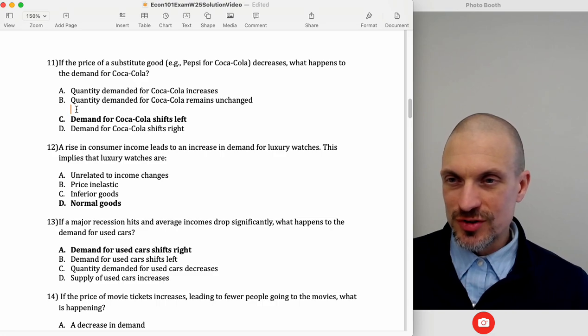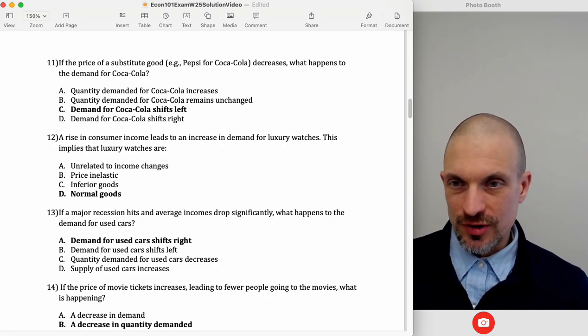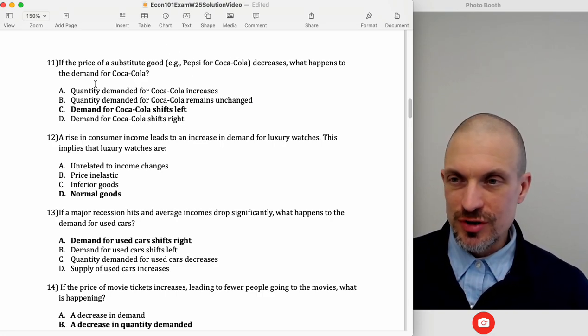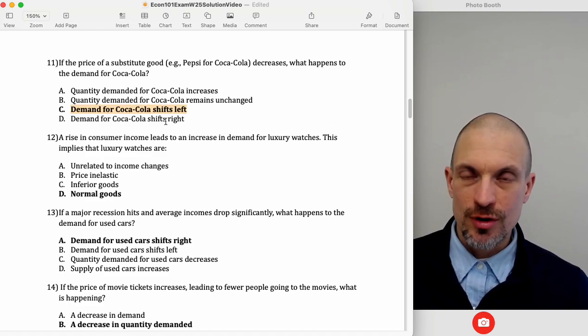If the price of a substitute, such as Pepsi for Coca-Cola, decreases, what happens to the demand for Coca-Cola? So if the price of Pepsi falls, we get an increase in quantity demanded of Pepsi, and then we get a decrease in demand, a leftward shift in demand for Coca-Cola.